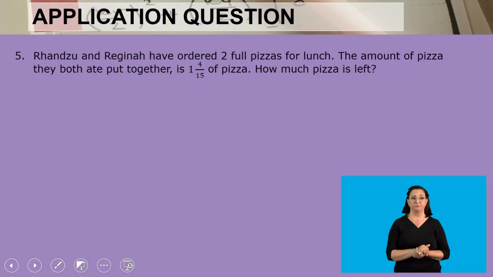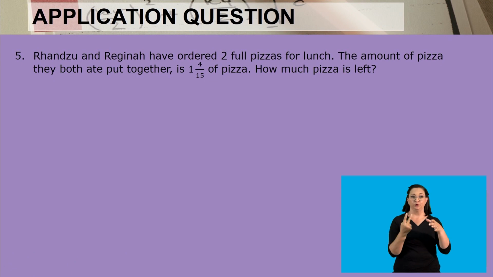Let's look at the last question quickly. Number 5, it says that Ranzo and Regina have ordered 2 full pizzas for lunch. The amount of pizza they both ate put together is 1 whole and 4/15 of pizza, which is the answer that we got from the previous question. So how much pizza is left?